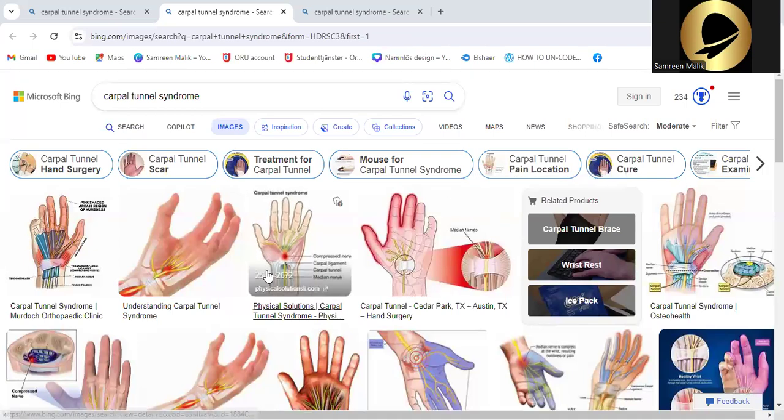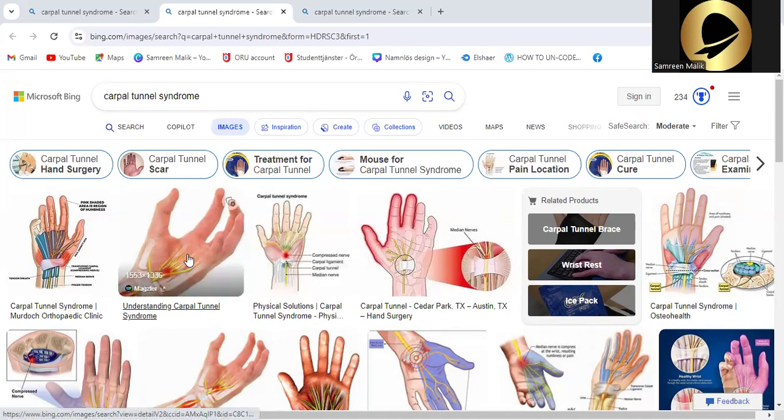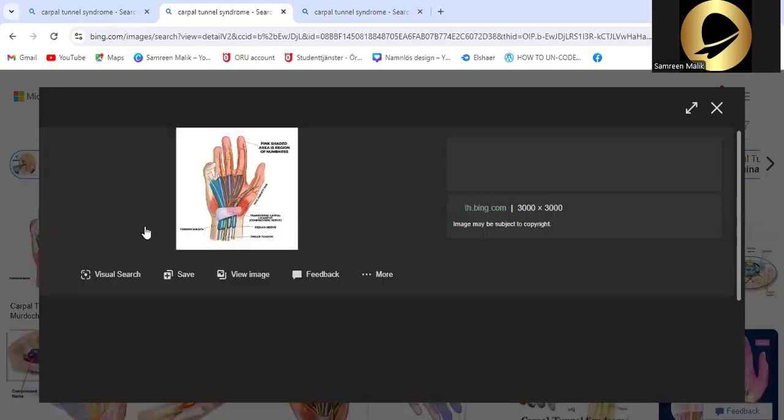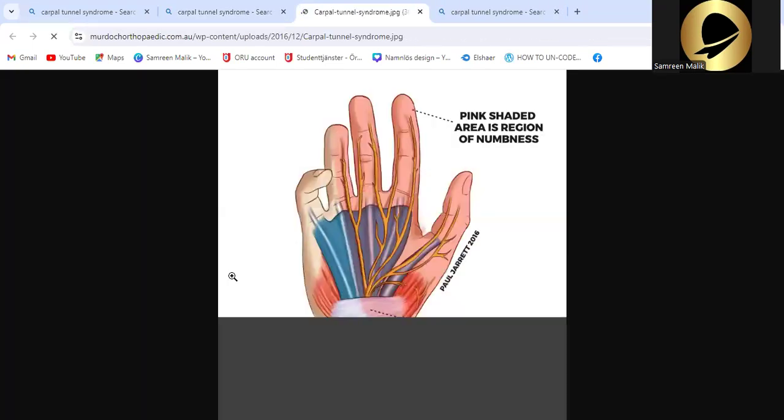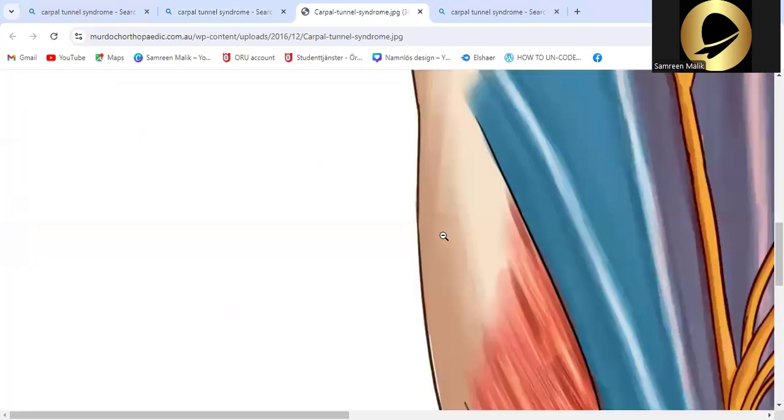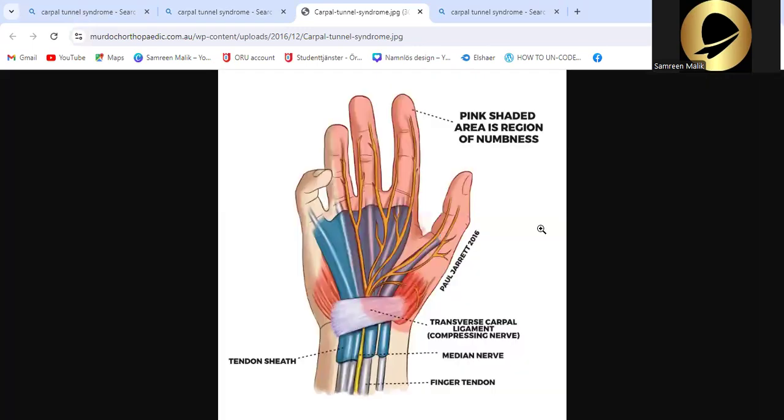Right, these are the images of carpal tunnel syndrome. Let me enlarge this one. Have a look at the image. What do you see? This pink shaded area is the region of numbness. So these are the areas where a person suffering from carpal tunnel syndrome could complain of numbness.